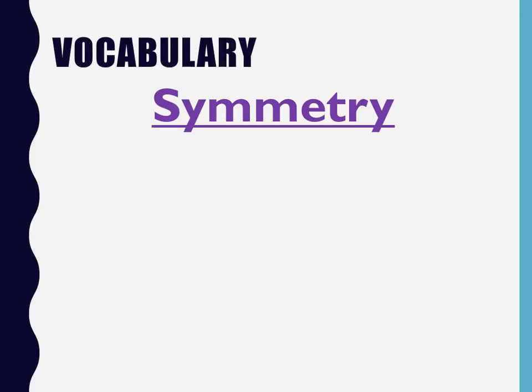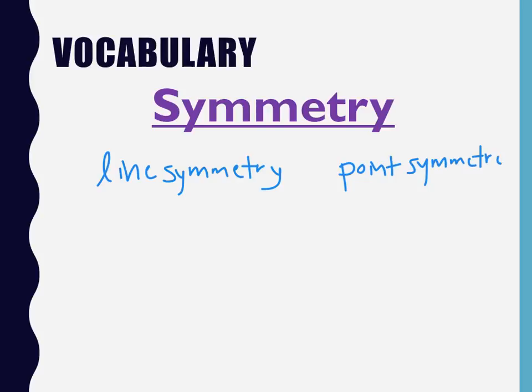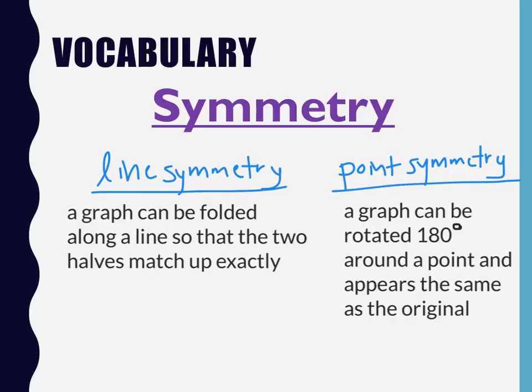In pre-calculus, we talk really about two types of symmetry. One that's called line symmetry, and the other one called point symmetry. The definition of line symmetry is a graph that can be folded along a line so that the two halves match up exactly. One good example of this is the basic x-squared graph, your parabola. If you imagine our y-axis being the line that you would fold along this graph, and if you were to fold that up, the two halves of the parabola would match up exactly.